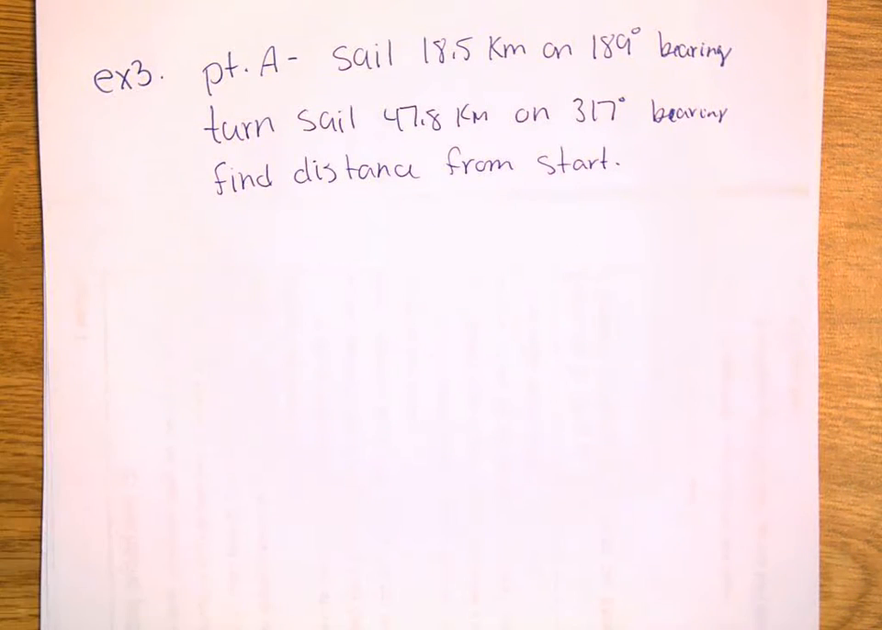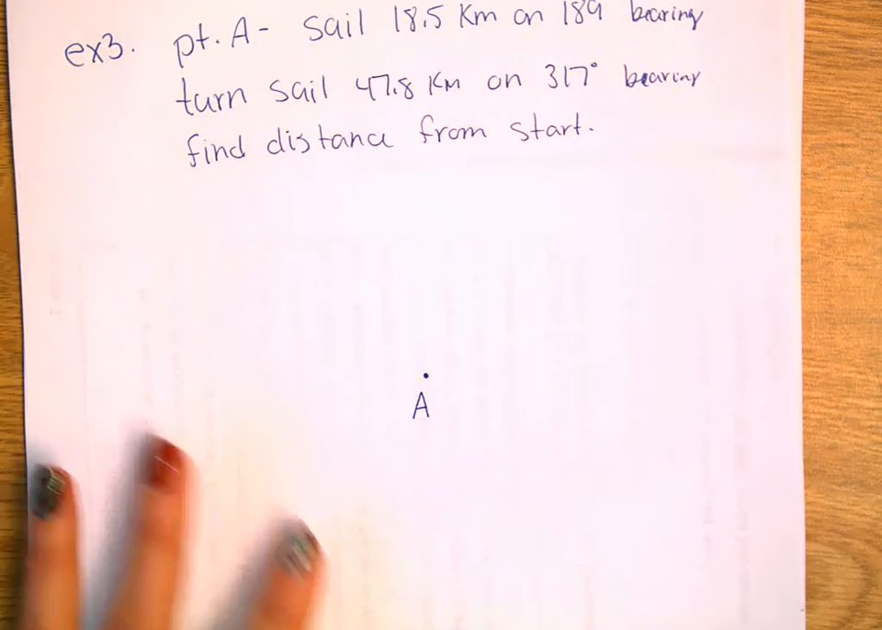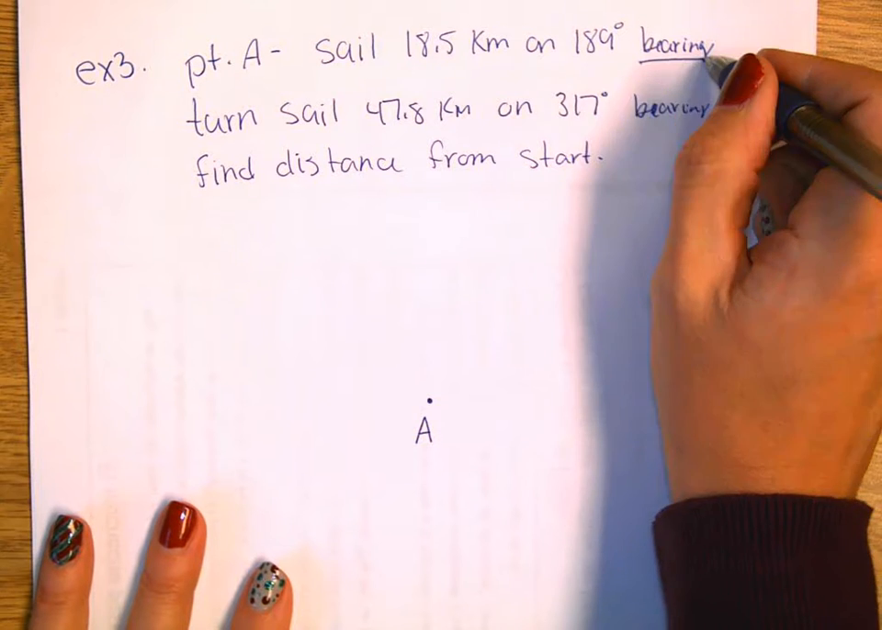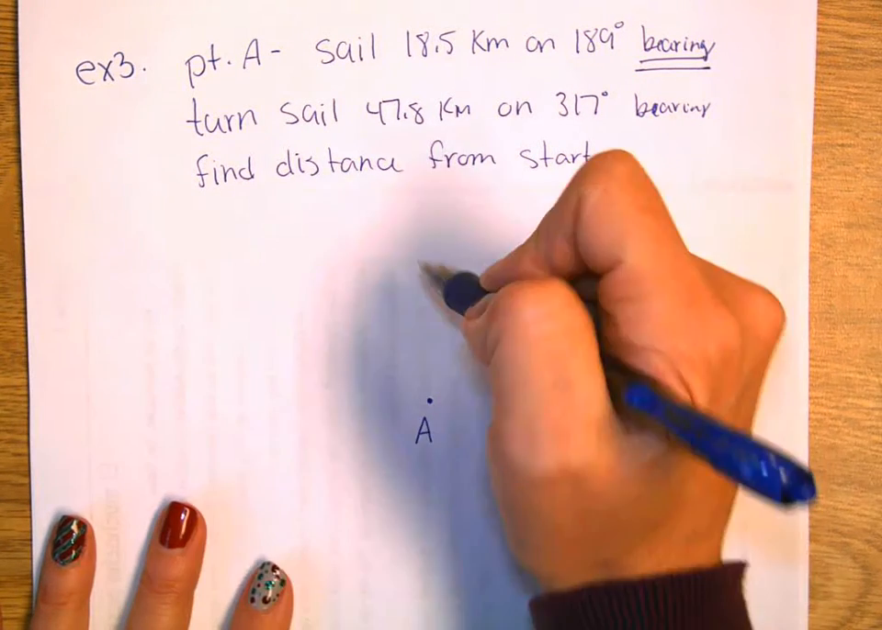So this isn't any vectors going on here. This is just a two-legged trip. Both on bearings. So here's my point A, which I'm going to draw in the middle of my paper. I don't know which way this picture is going to grow. On a bearing of 189, what should I put in my paper? North line.